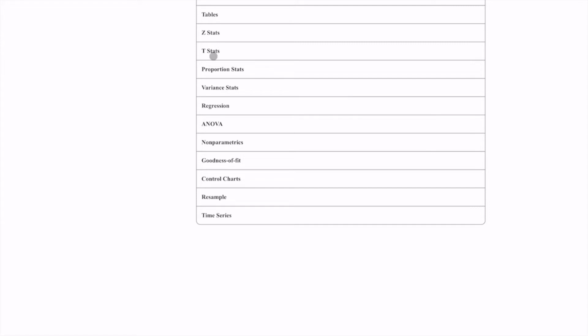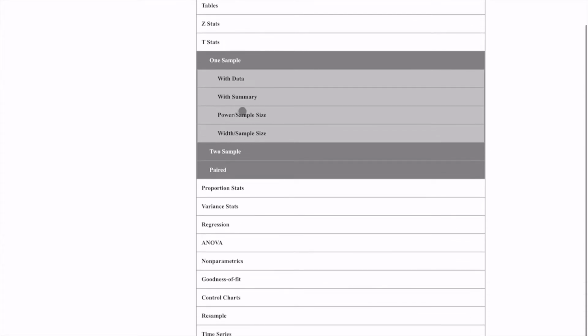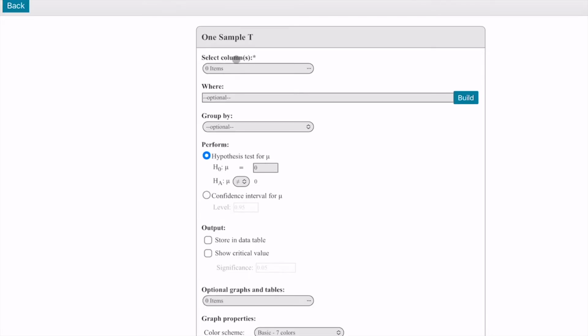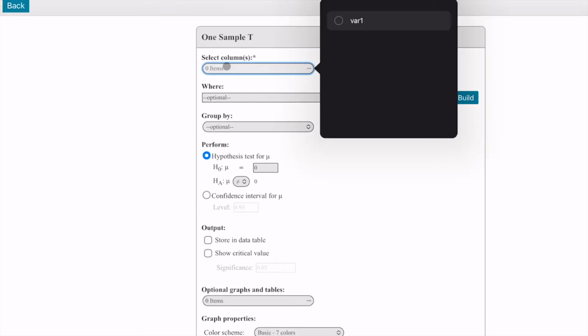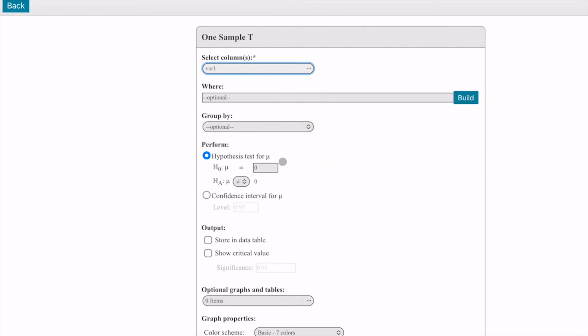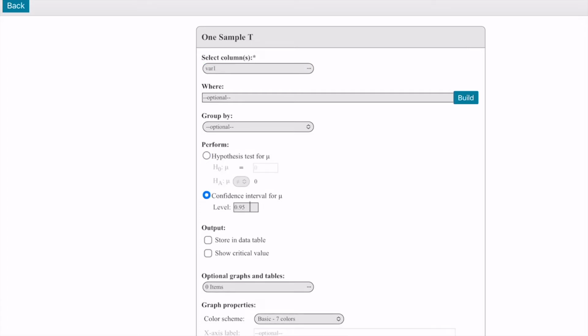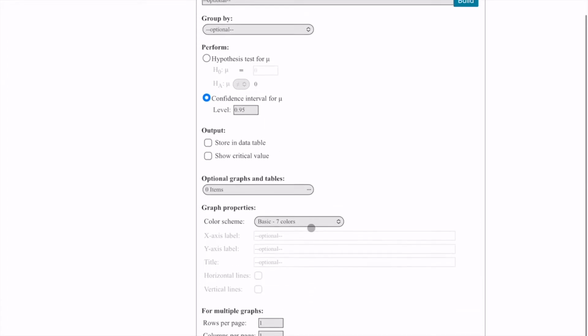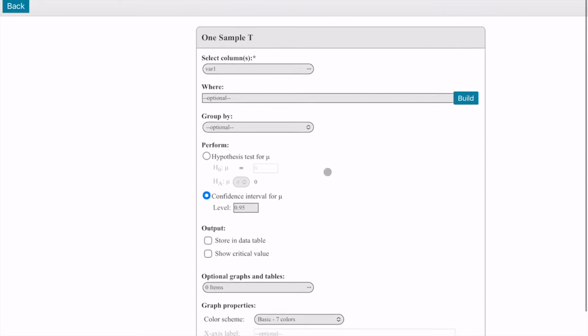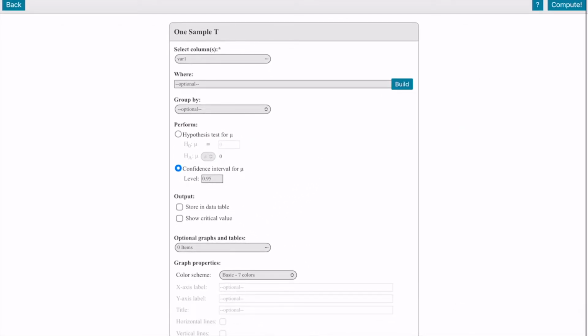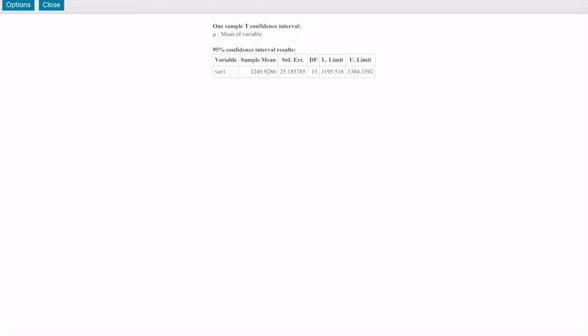We click on T Stats. We're going to do this with data this time. The column that houses our data set is variable 1. Then under Perform, we select Confidence Interval. We want to be 95% confident. That's all we need. Easy peasy. Go to Compute. And there is our confidence interval.